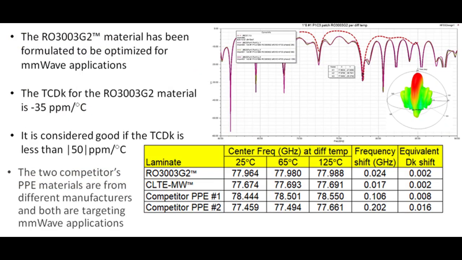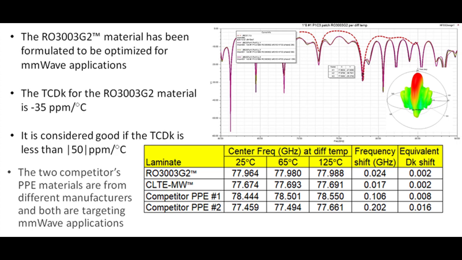The graphic shown here is testing that we've done with our antenna test vehicle that I showed on the last graphic. And what we're doing here is testing the antenna at different temperatures, 25C, 65C, and 125C. And we tested the same antenna design on several different materials that had the same dielectric constant and roughly the same losses. And what we find is the Rogers RO3003G2 material has very little difference in frequency due to operating temperatures changing. You can see a frequency shift of about 24 megahertz, which is equivalent to about a decay shift of 0.002. That's very minimal. And then the CLT-MW, same thing, very minimal change due to a temperature change.